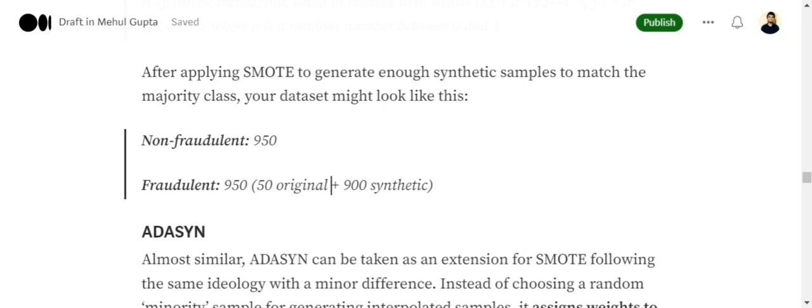So we would repeat the above steps: pick a random point, get its k nearest neighbors, pick a random nearest neighbor, and then interpolate a point, 900 times, and eventually we will get our synthetic samples.